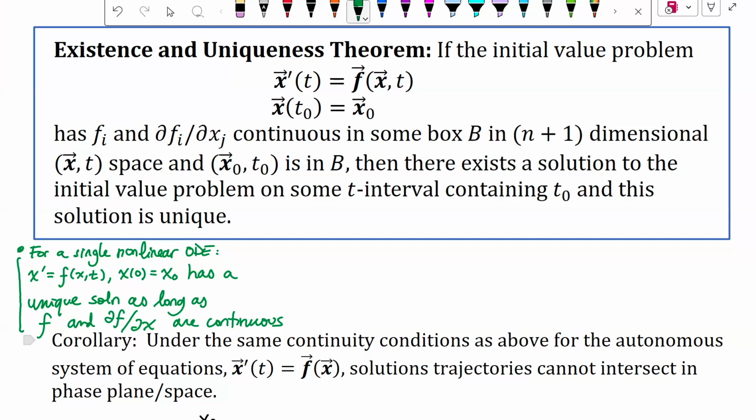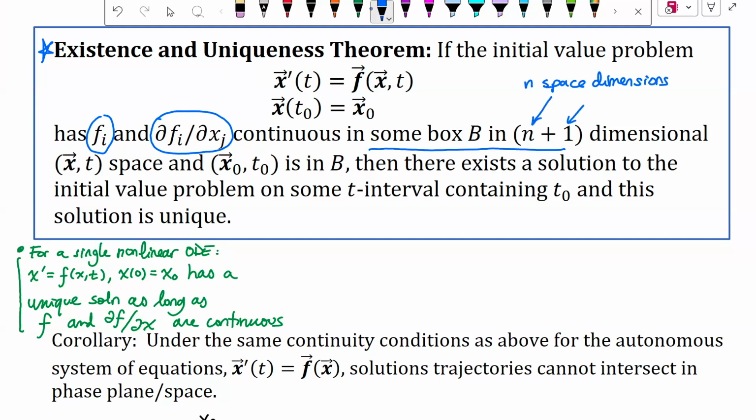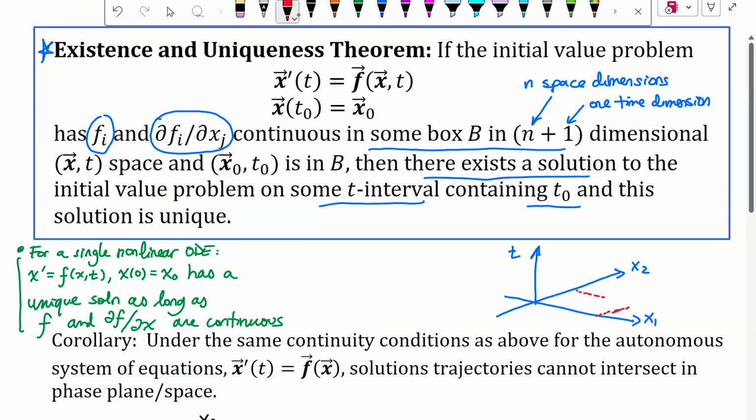Now, when we look at existence and uniqueness for the system, we have something similar. Each entry of our vector function f and the space derivative of each entry must be continuous in some box B in n+1 dimensional space. When we have that, then there will exist a solution to the initial value problem on some time interval that contains our initial point t0, and the solution will be unique. In 2 space dimensions, we have a 3-dimensional curve.